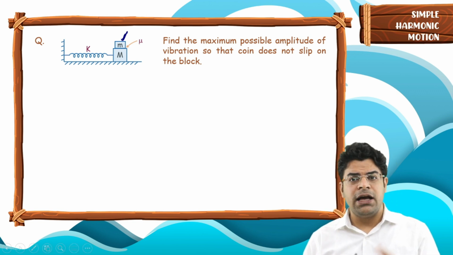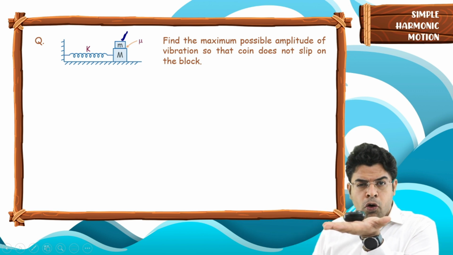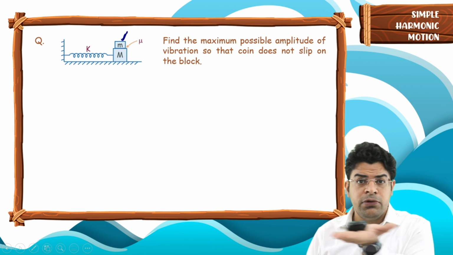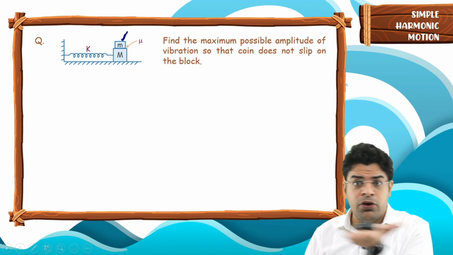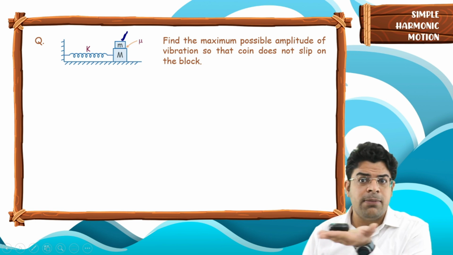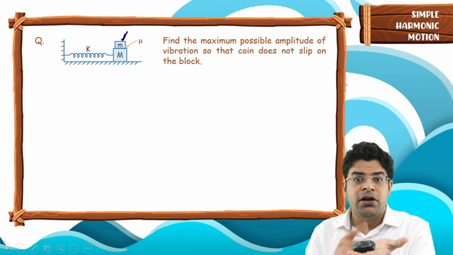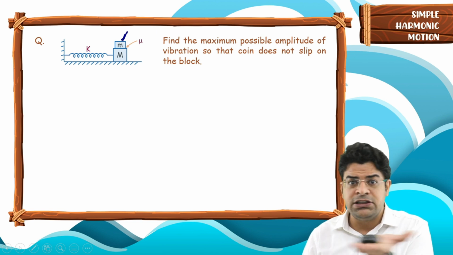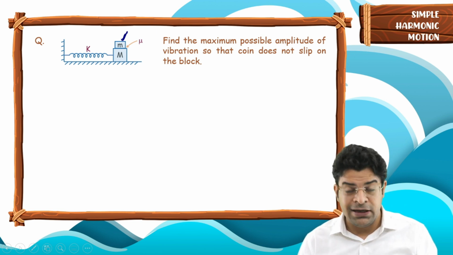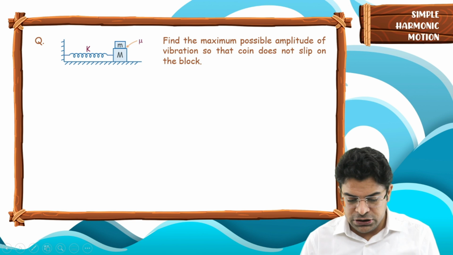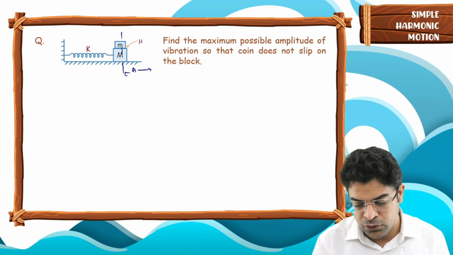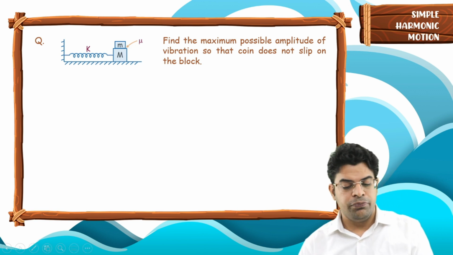So let's say I have got something placed over my hand, for small amplitude of vibration this body is not slipping, but if I keep on increasing the amplitude, at some point it just falls off my hand. Try it out and you will realize, yeah, that for large amplitude things tend to fall. Why does this happen? Let's see. So question is, determine the maximum possible amplitude of vibration so that the coin does not slip over the block.